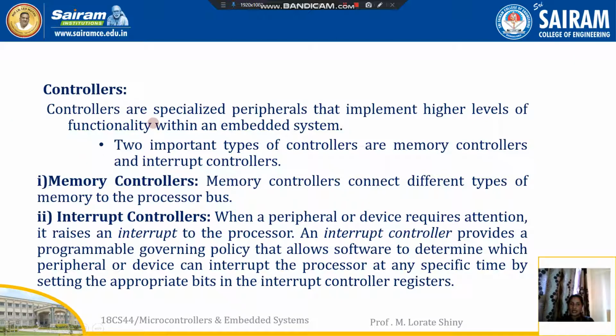There are two major controllers, the memory controller and the interrupt controller. The memory controller is used whenever we are connecting external memory with the embedded device. Whenever we are connecting external memory, those addresses need to be mapped with the processor memory. So all the memory devices are called memory mapped devices.